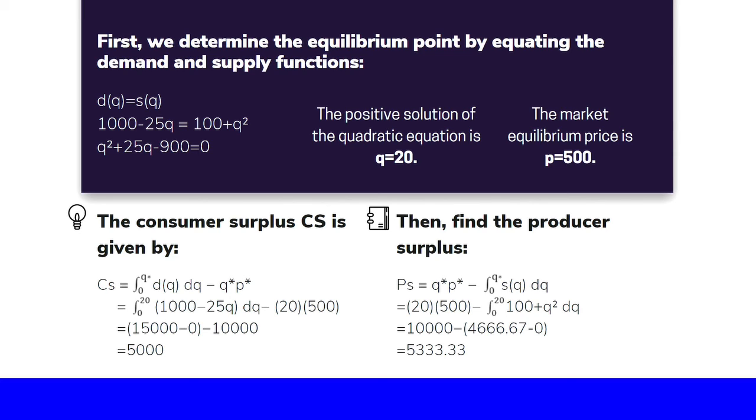Next, we need to find the producer surplus. The producer surplus is obtained by Q times P minus the integral from 0 to Q of S(Q). So we need to take 20 times 500 minus the integral from 0 to 20 of 100 plus Q square, and we will get 10,000 minus 4,666.67 minus 0. So the final answer is 5,333.33.